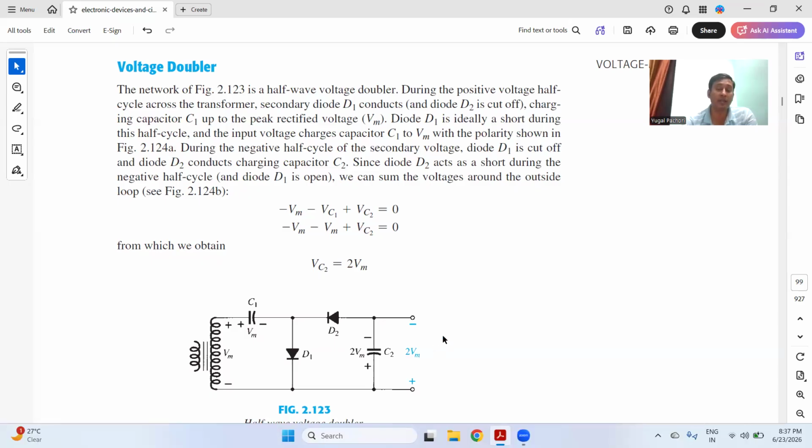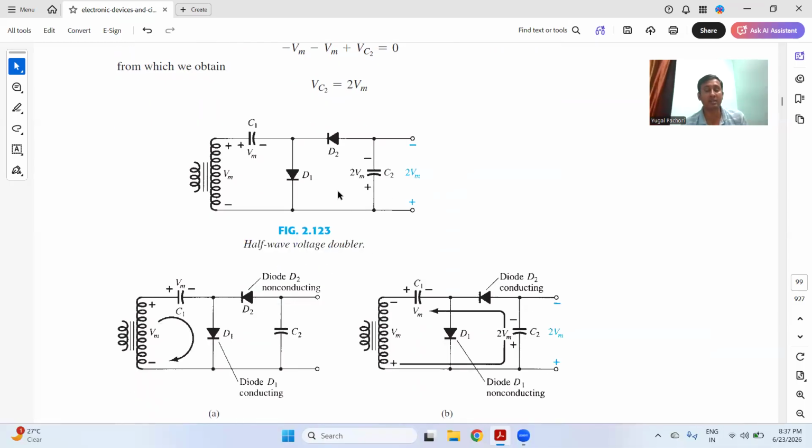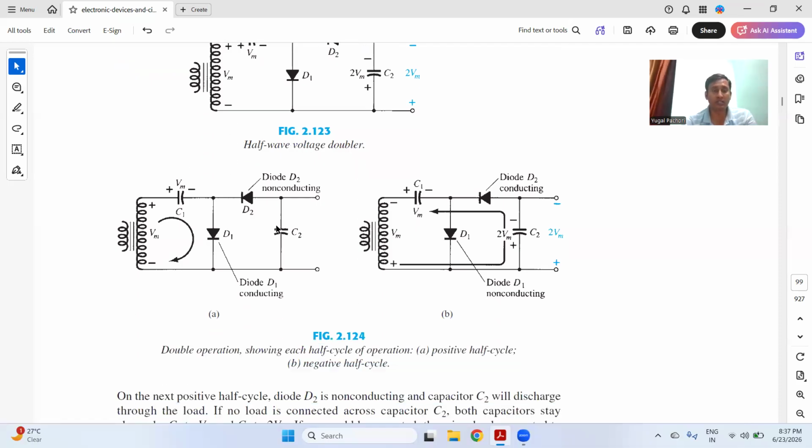VM is the maximum input voltage. So likewise, this circuit is working as a voltage doubler, because it is doubling the half wave. That's why it is called a half wave voltage doubler. You can see the operation in figure A and figure B of figure 2.124.